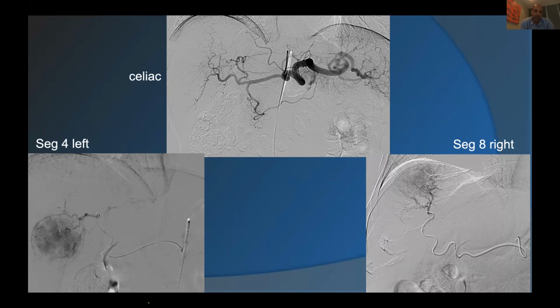So the mapping and then the treatment is a 2-vessel infusion. Simmons catheter in the celiac, microcatheter in segment 4, infuse 1 vial, remove that microcatheter, put in a second microcatheter, select segment 8, put in the second vial, and remove that.